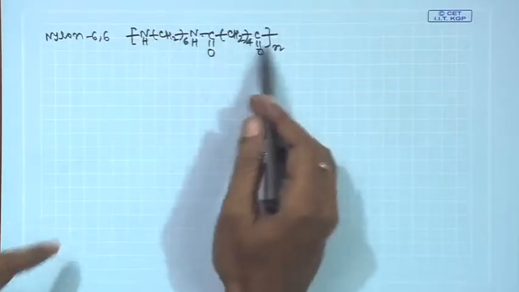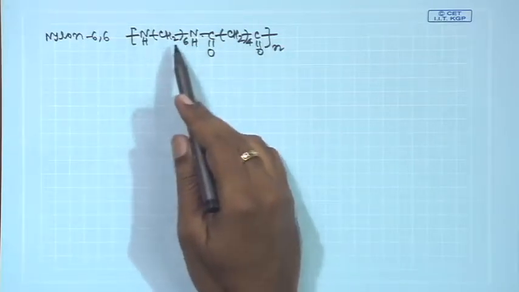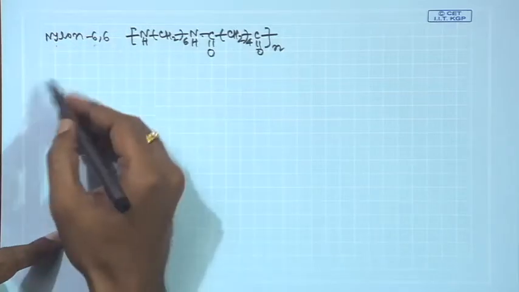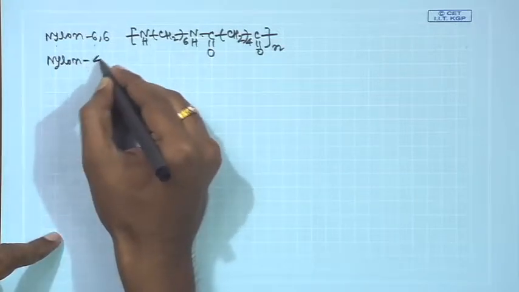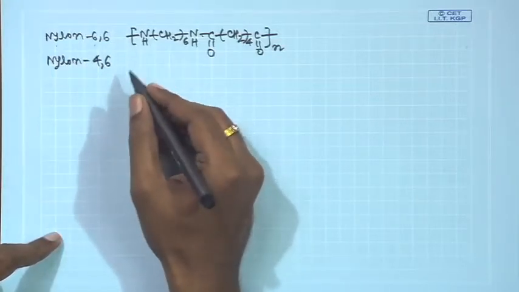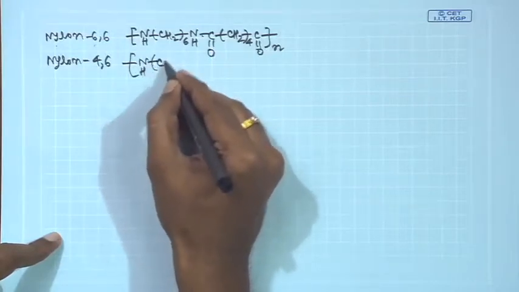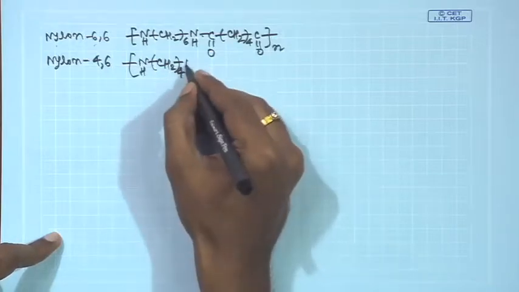So, basically from the acid you have 6 carbons, and from the amine you have 6 carbons. So, basically you name it like nylon 6,6, and let us take nylon 4,6. So, then the nylon 4,6 repeat unit formula will be something like this.